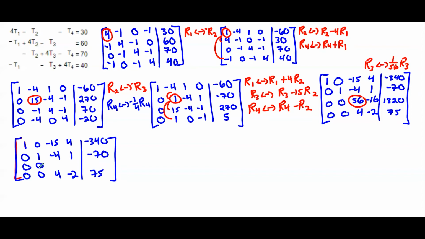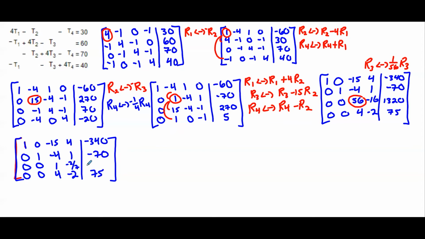So 0 divided by 56 is going to be 0. 56 divided by 56 will be 1. Negative 16 over 56. They're both divisible by 8. So 16 divided by 8 is 2. So I get a negative 2. And 56 divided by 8 is 7. So I get negative 2/7.